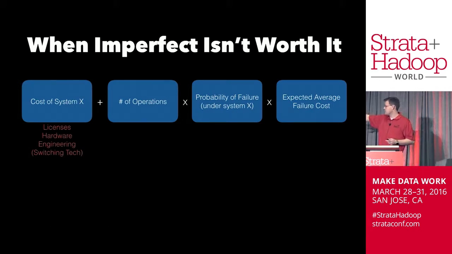You've got this other stuff over here, which is the number of operations, the probability of failure, and the expected average failure cost. If any of these is high, and the other two are not close to zero, then you're in trouble. So it could be that the expected average failure cost is high, but the other two are very low, close to zero. In that case, maybe it's not a big deal.